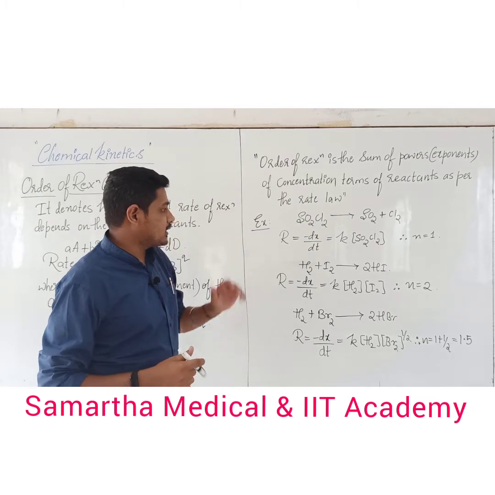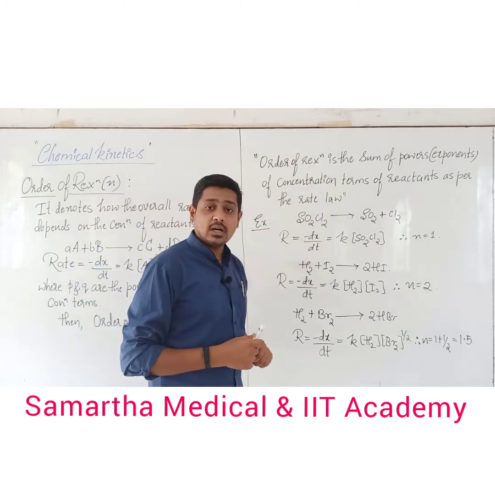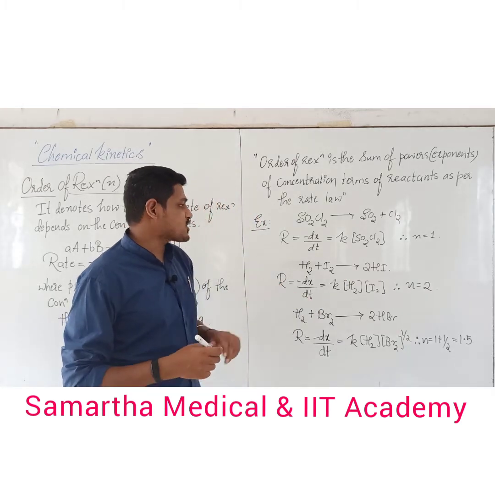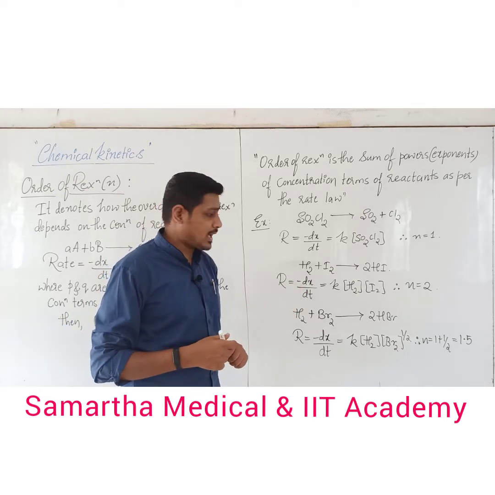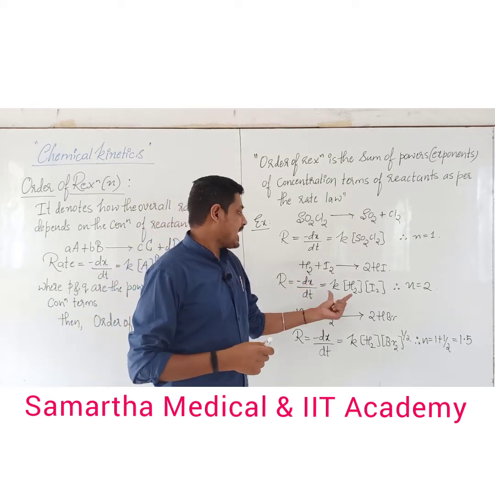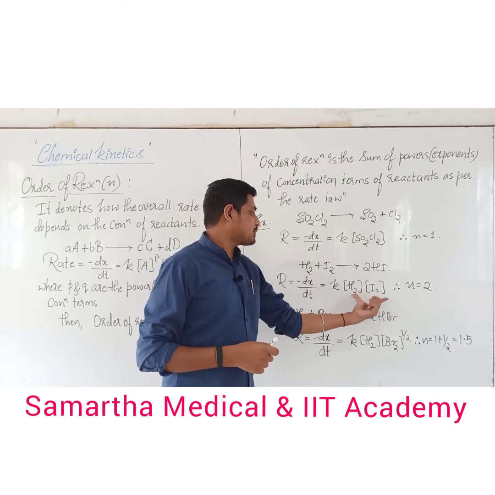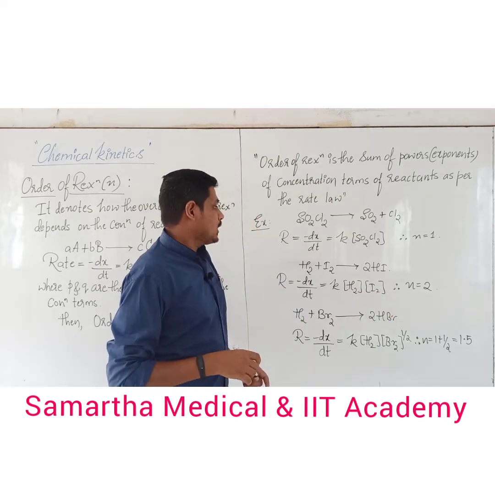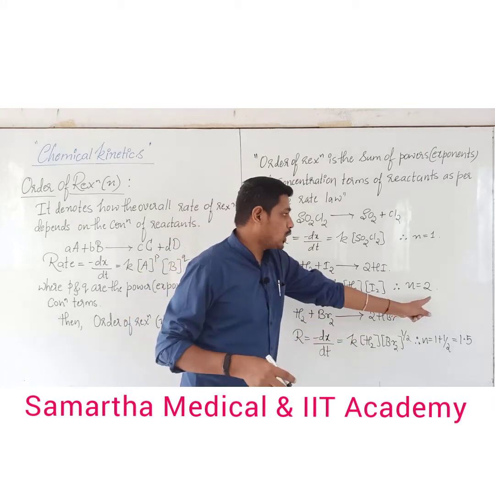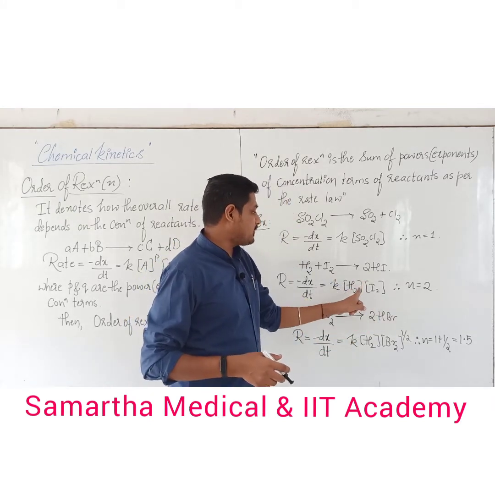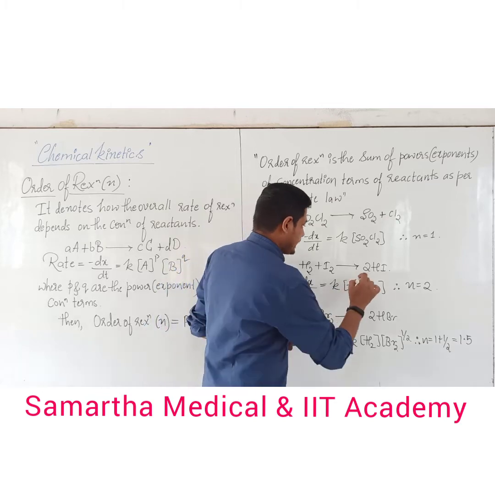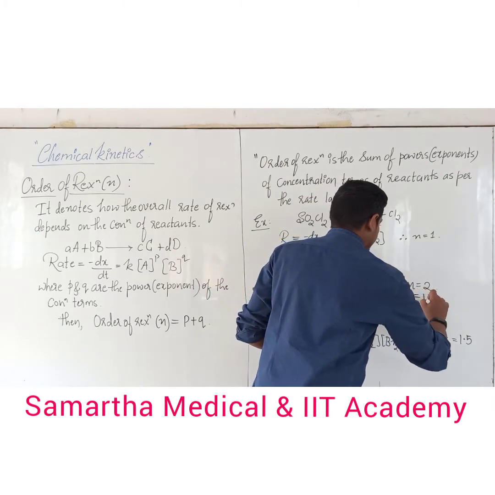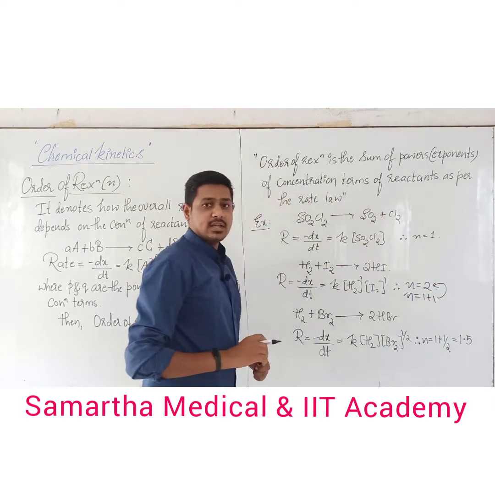Next, I have taken another example wherein hydrogen is reacting with iodine, giving you 2 moles of hydrogen iodide. As per the experiment, I can write the rate of the reaction as rate equals minus dx/dt, which equals the rate constant multiplied by the product of the molar concentrations of hydrogen and iodine. Now the order of the reaction n is equal to 2. How did I arrive at 2? What is the power of hydrogen? It is 1. And what is the power of iodine? It is 1. So n is equal to 1 plus 1. This is how I got the order n equals 2.